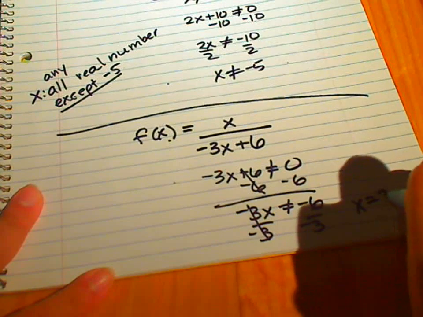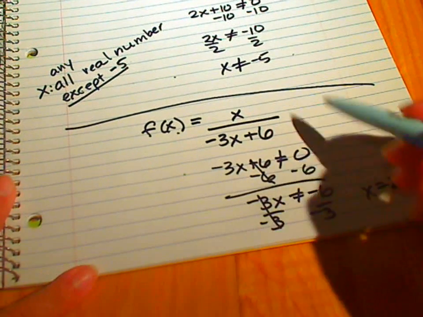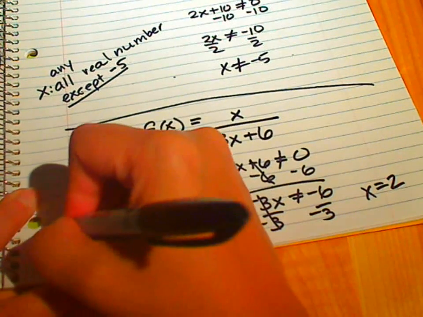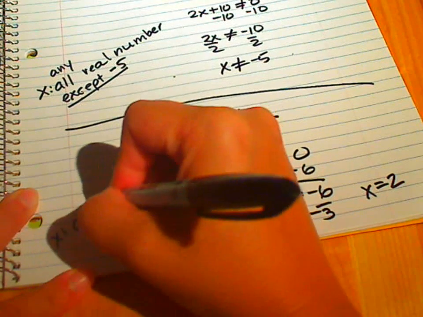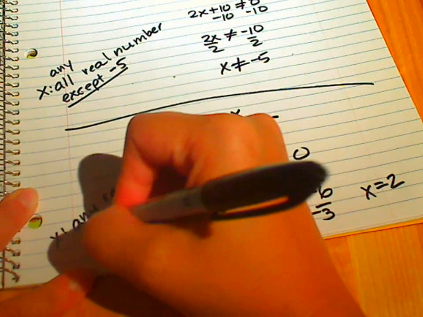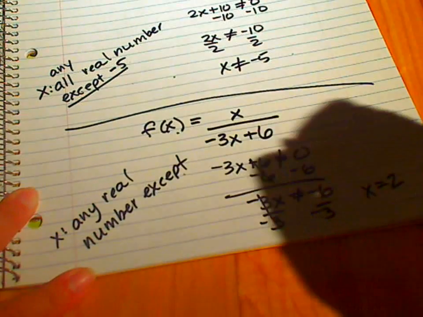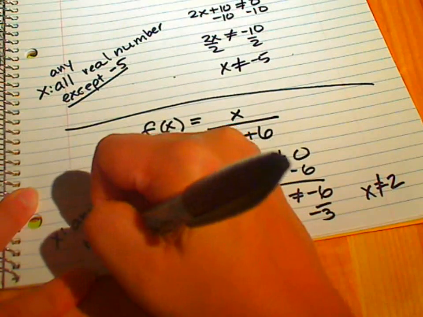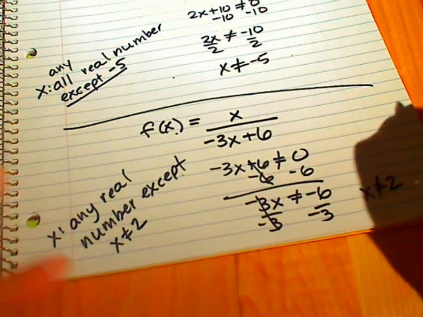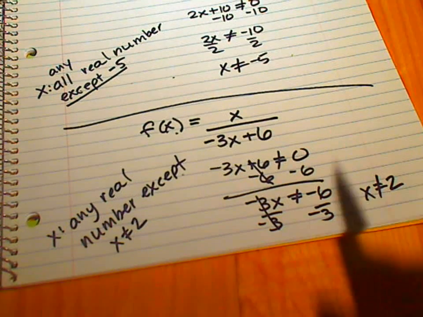X equals positive 2. So this function can be, x can be any real number except, it cannot be positive 2. That will cause a problem.